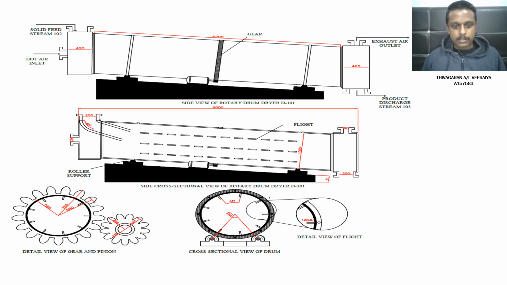And then the figure below shows the cross-sectional view of the rotary drum dryer, which shows the flight arrangement, the inlet pipe for the solid feed and the air feed, and then the outlet pipe of the solid and the exhaust air. The bottom figure shows the cross-sectional view of the drum, which shows the angle between the flights, which is 40 degrees, and the figure at the bottom left shows the gear arrangement.